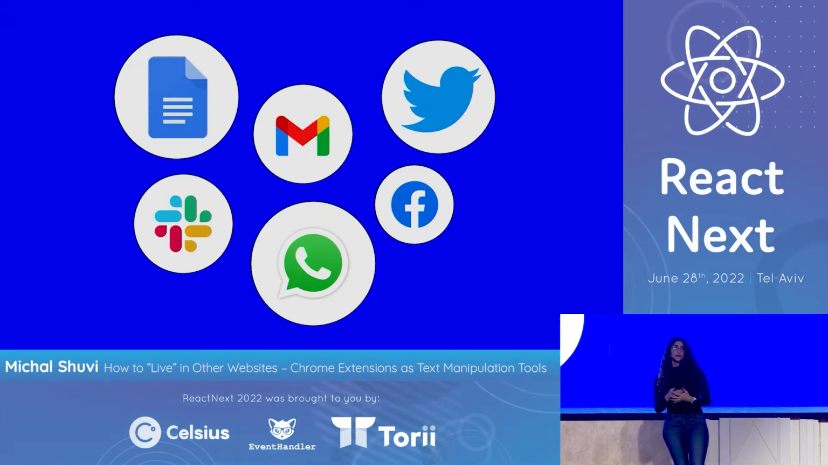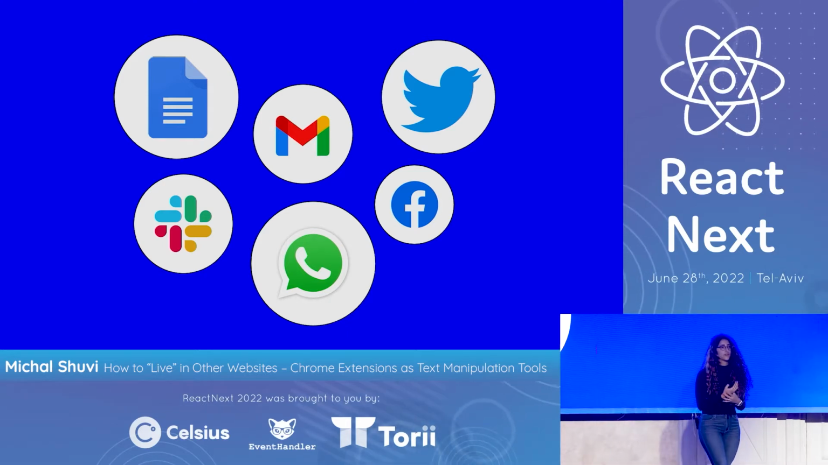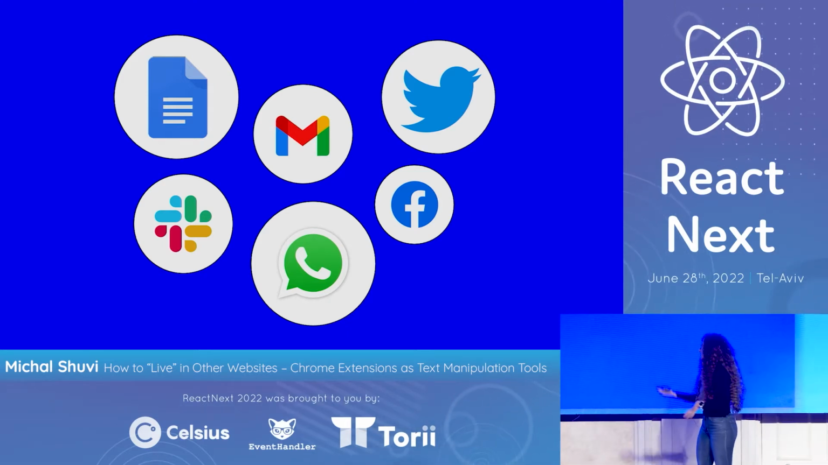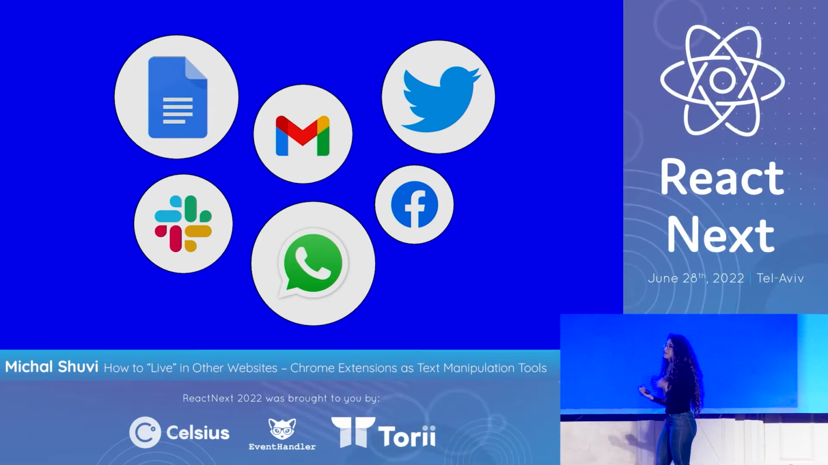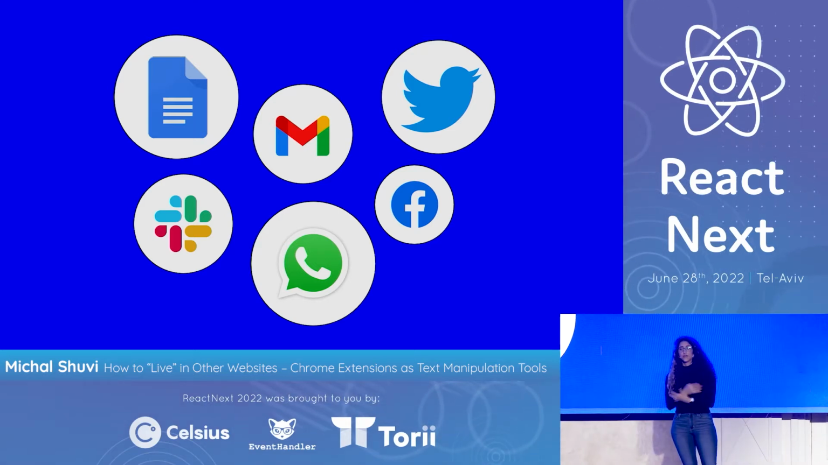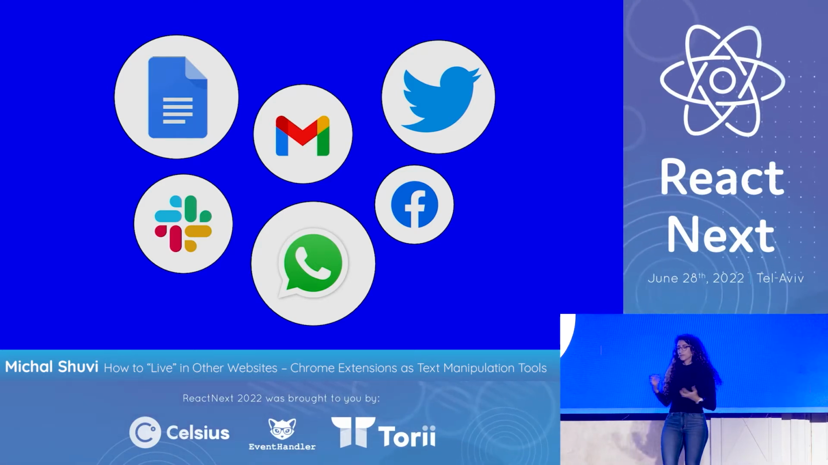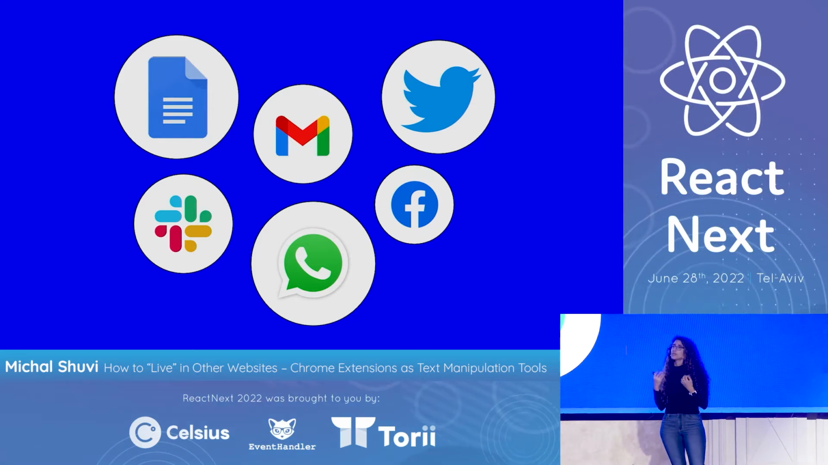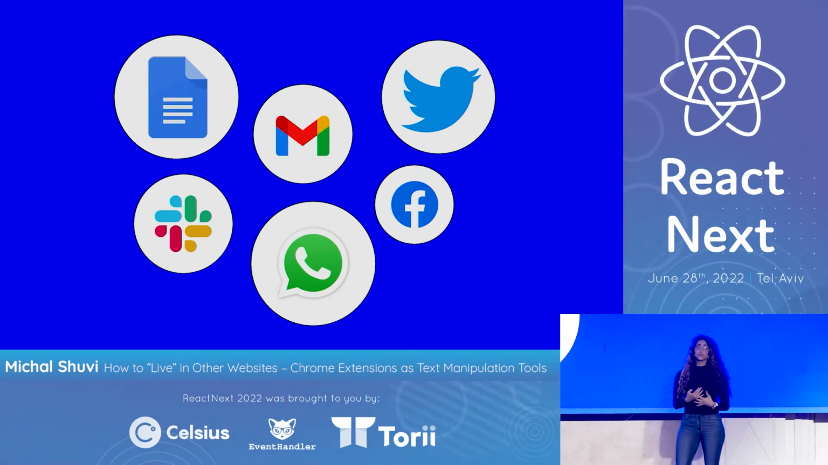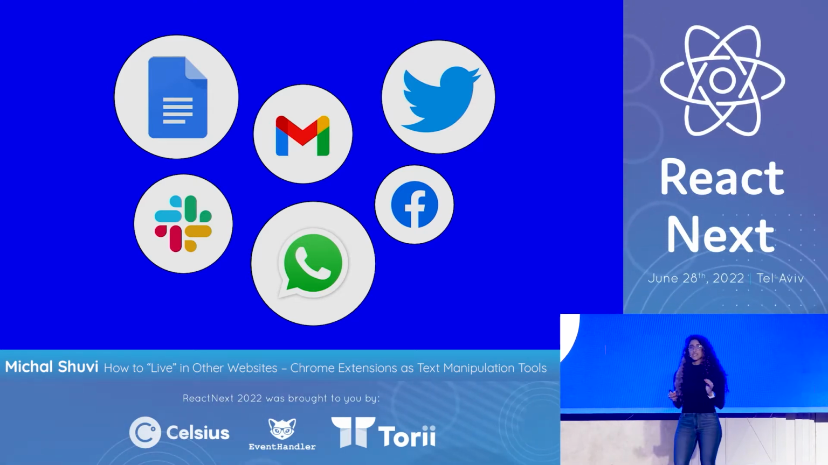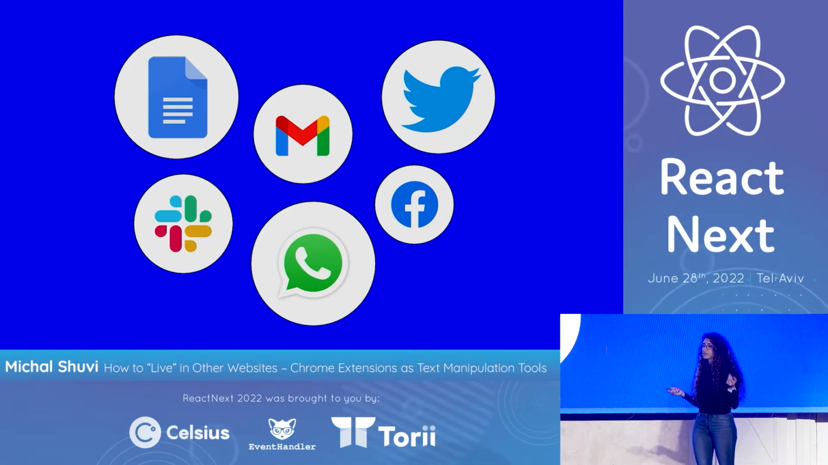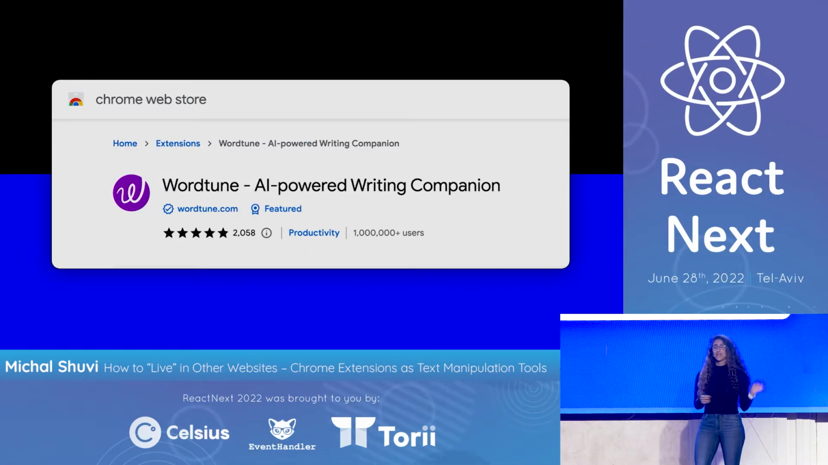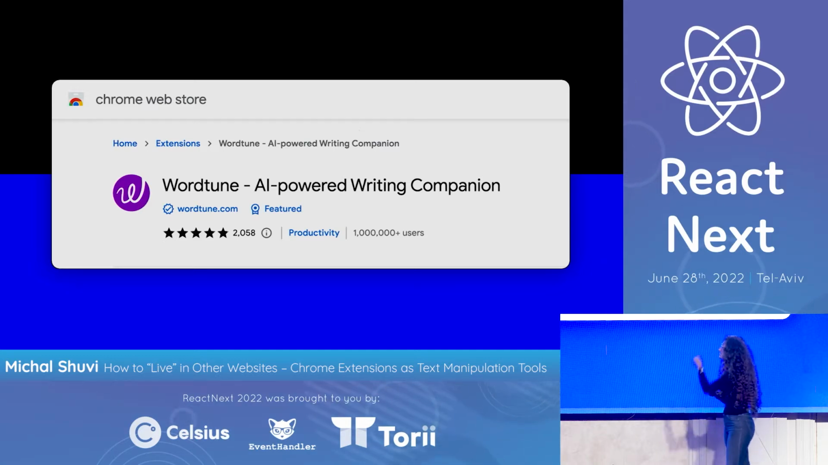So like you saw, we want to work in many different places. We want to work on Gmail and Facebook, and those are very different platforms. So how can we do it? How can we support all of these platforms? But wait a second, they're all also on the browser. So why not use Chrome extensions? That could be a super great solution for us.